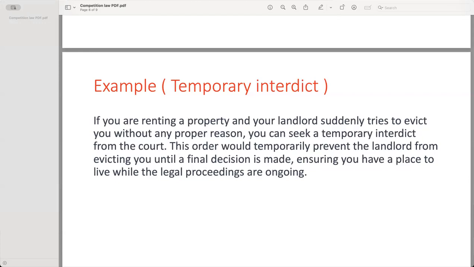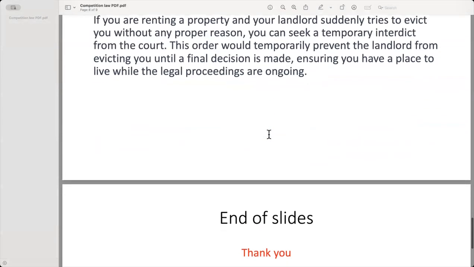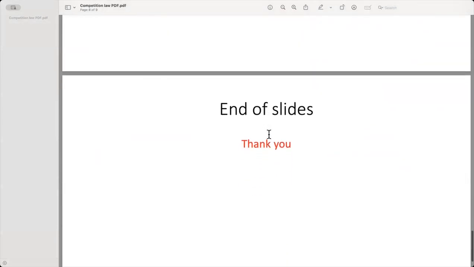Fault is also not a requirement. So the requirements are the conduct, the wrongfulness of the act, and the interdict must have been the only option or the last resort to solve the dispute in that particular instance. And it looks like we are done on the interdicts.